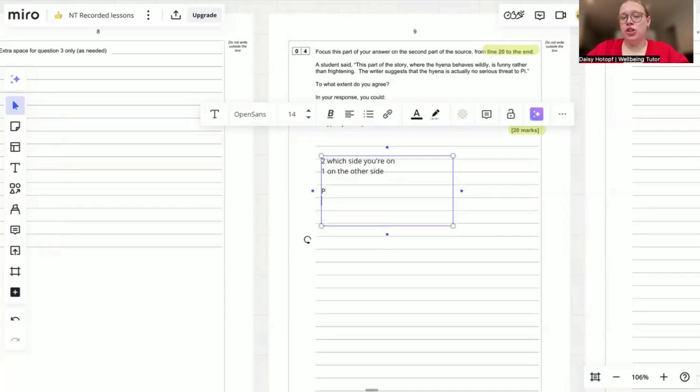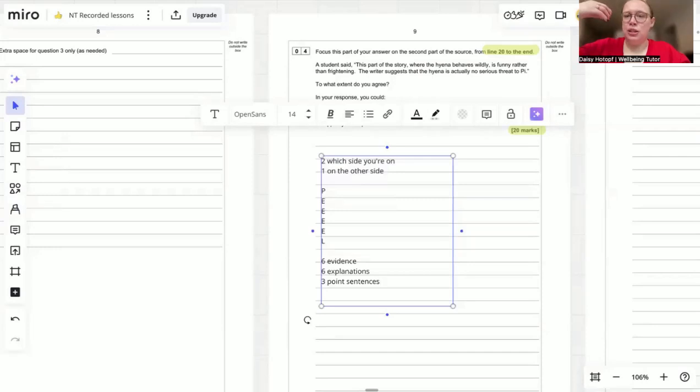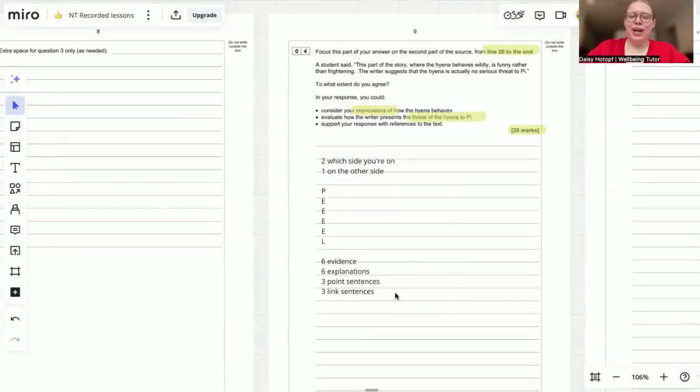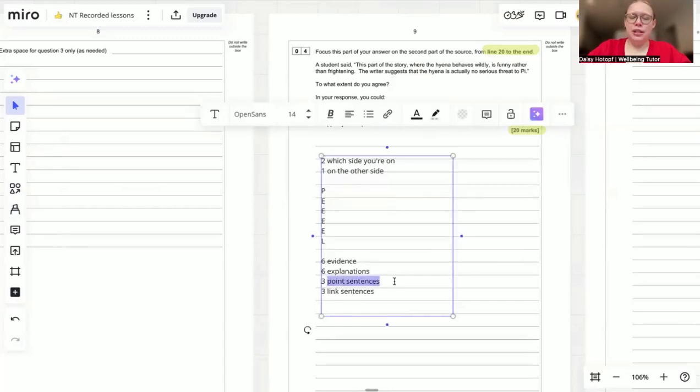Now, I always get my students to do a PEEL paragraph because it helps you develop your argument. So you want to have, basically for this one, 6 pieces of evidence, 6 explanations, yeah? And then it's about your links. So you've got 3 point sentences that you're going to get marked on for how well they apply to the question. And then 3 link sentences, again, how well they apply to the question. In a way, it's the link to the question, but also it's the evaluation of opinion, right? You're evaluating your opinion, you're evaluating a student's opinion.